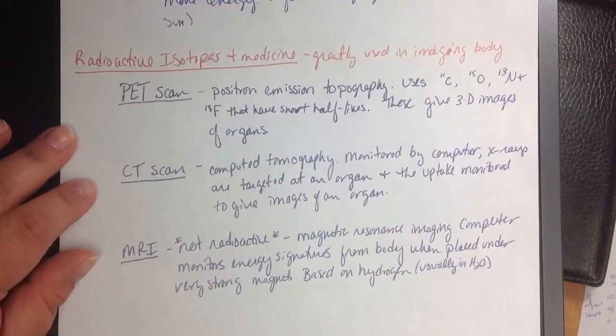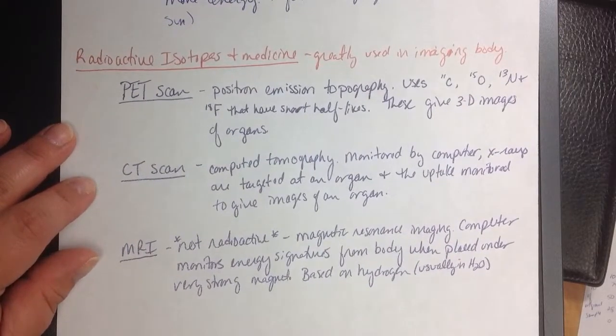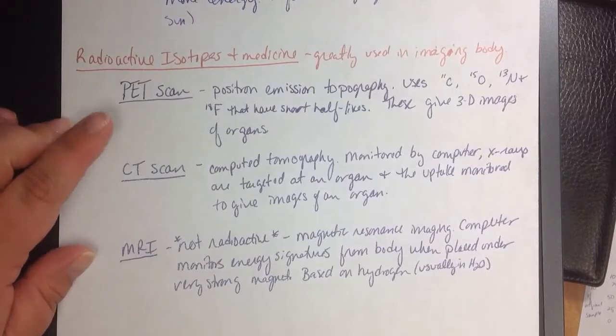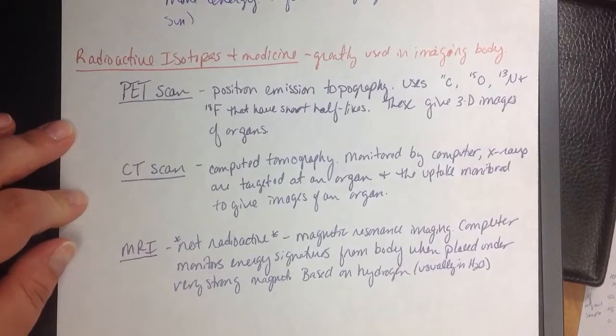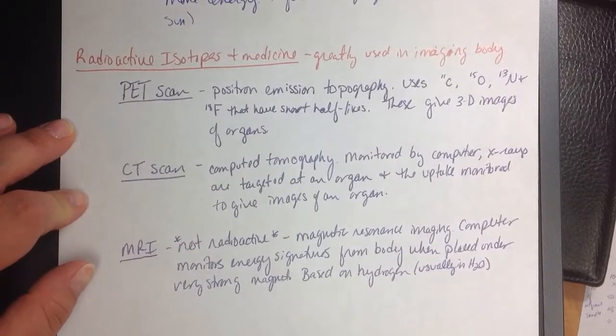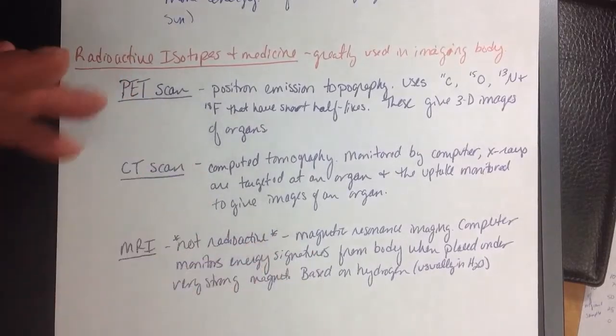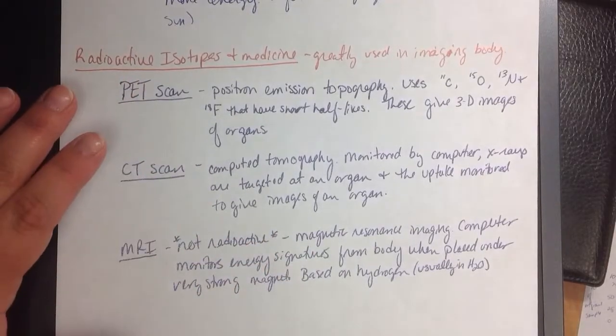3D images of organs, so you could actually see that in all forms. CT scan is computed tomography, and this is monitored by a computer, just as you have up here. X-rays are targeted at an organ, and the uptake is monitored to give an image of that organ, so to give slice images, if you will, of that organ.